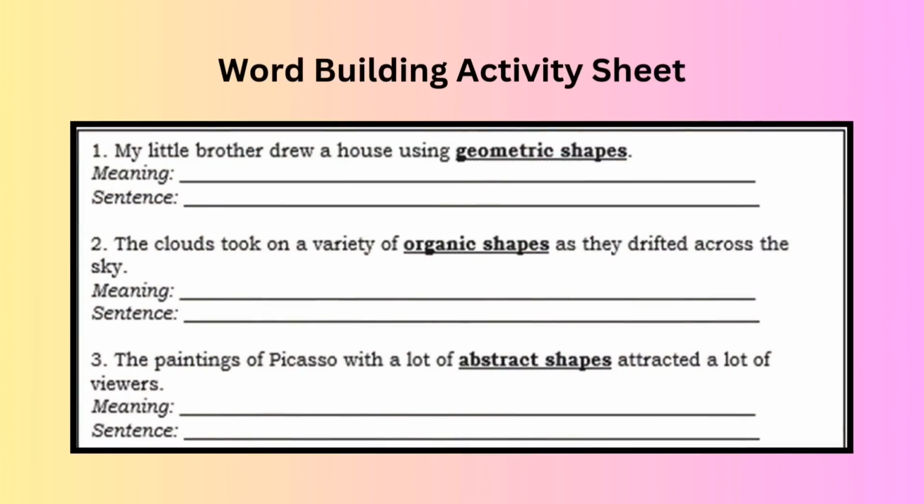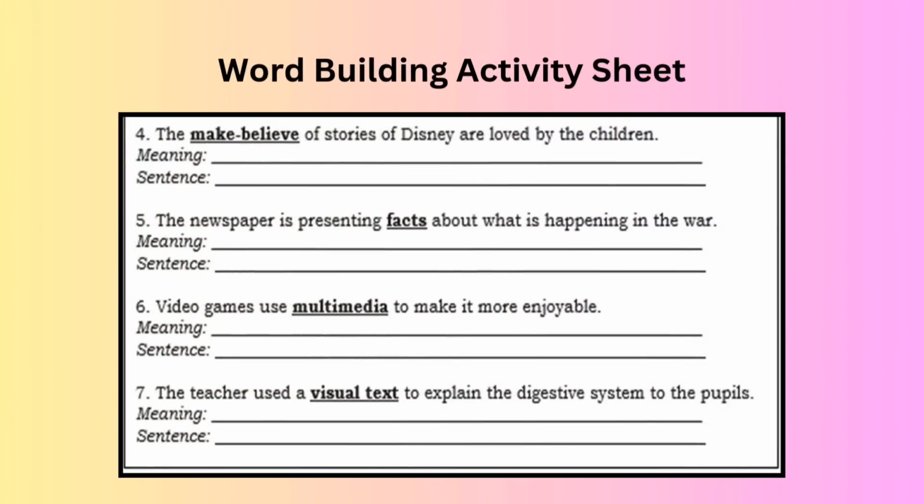So we have here the underlined words. Number 1, we have geometric shapes. Number 2 is organic shapes. So what is the difference between geometric shapes and organic shapes? And we also have abstract shapes. Next, we have make-believe and facts. We also have multimedia, and we also have visual text. So try to look the meaning of these words in the dictionary and try to create your own sentence from it.